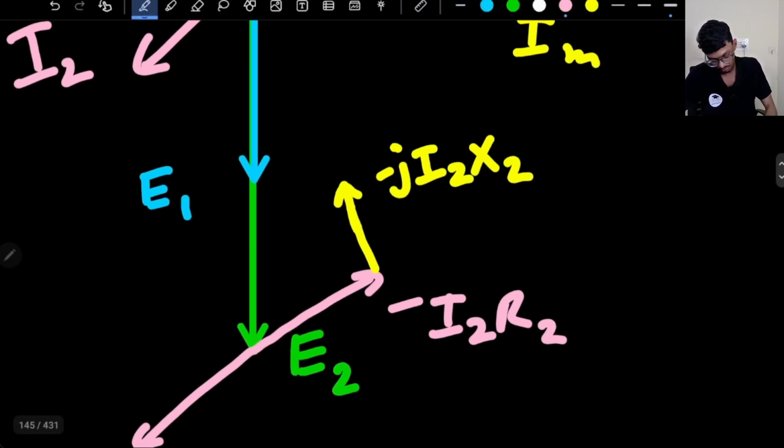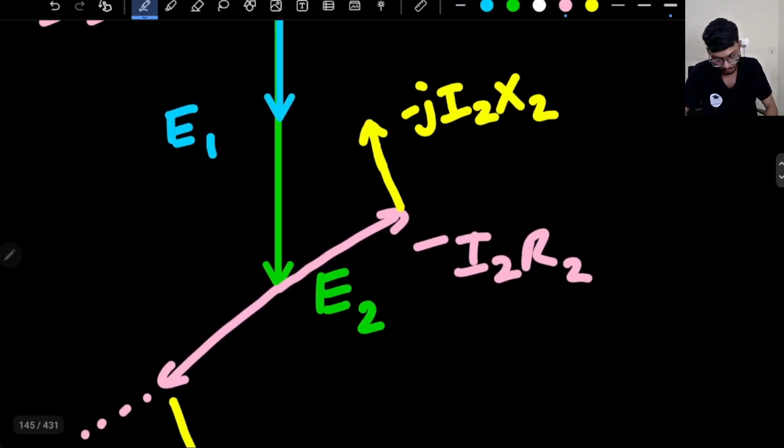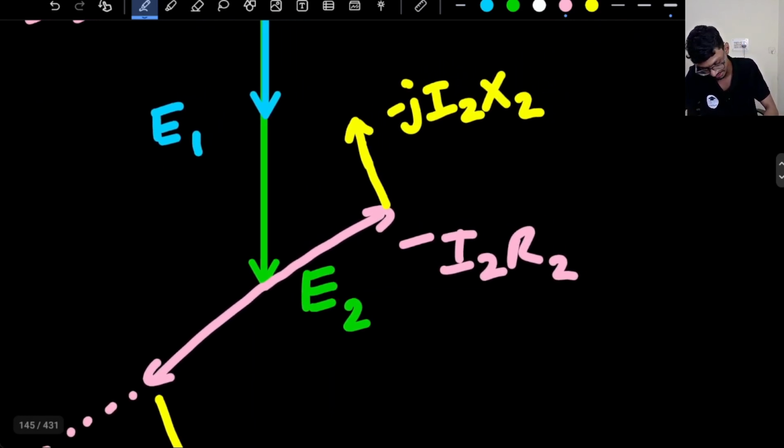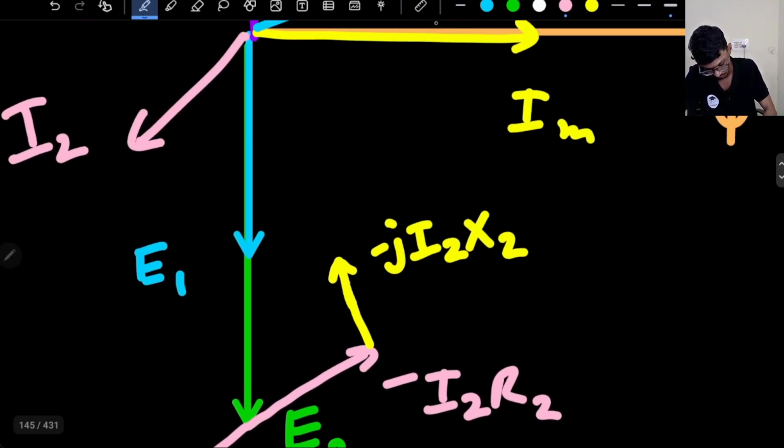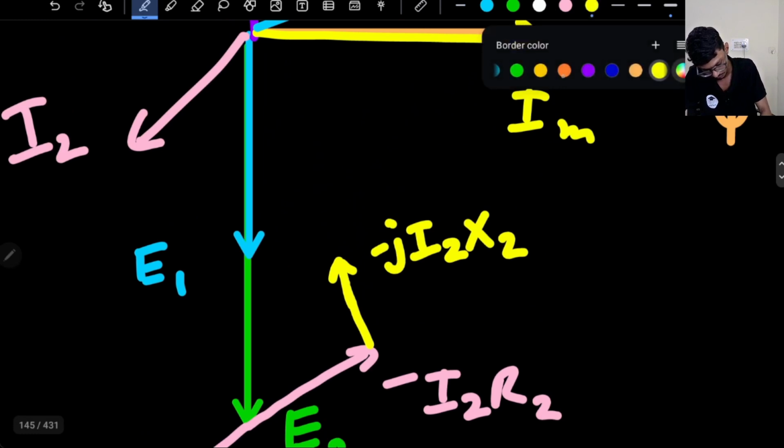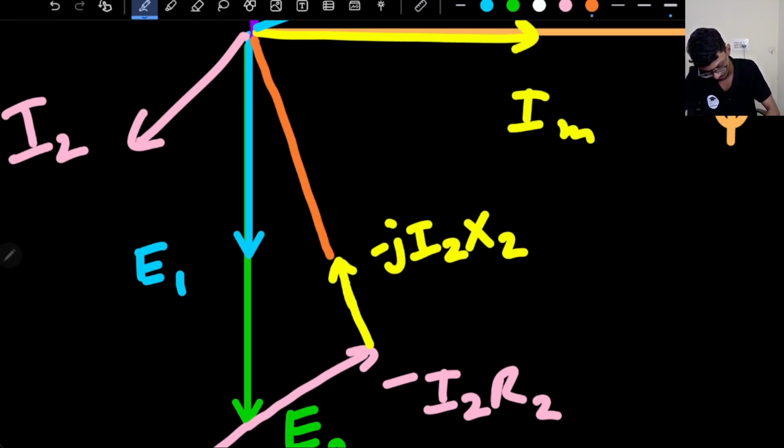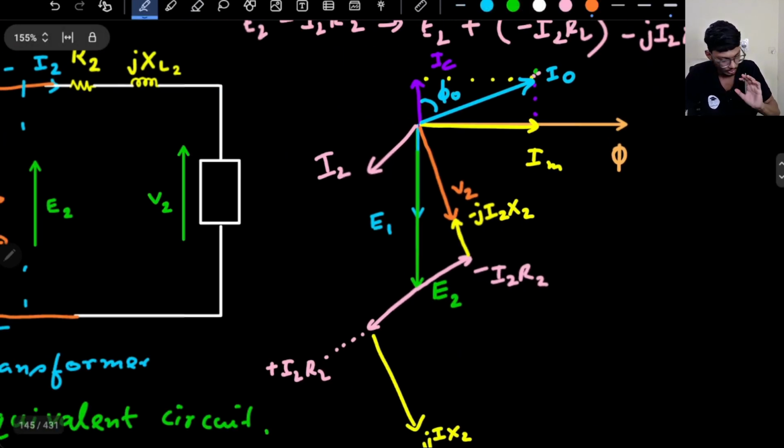Okay, so this will be the phase opposition basically. So my V1 will be what? V1 will be this addition. So ultimately V1 will be this value. So this will be my actually V1. Okay, so not V1, sorry, V2. So I hope you understood that point.